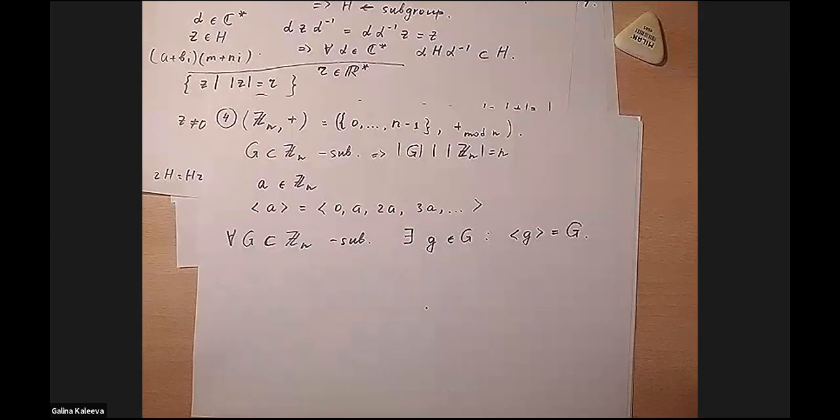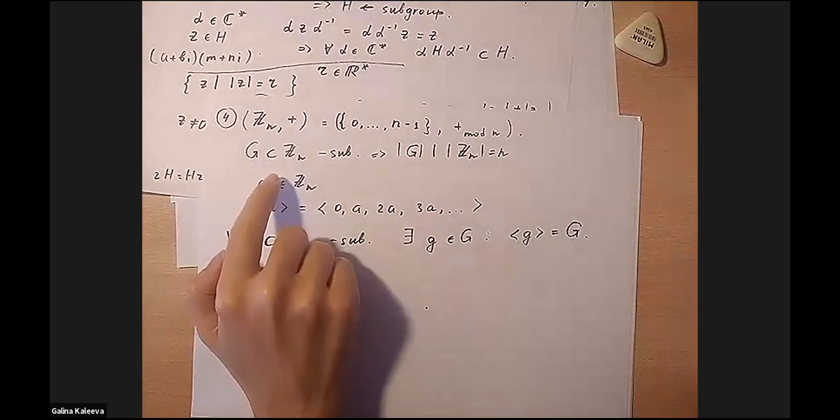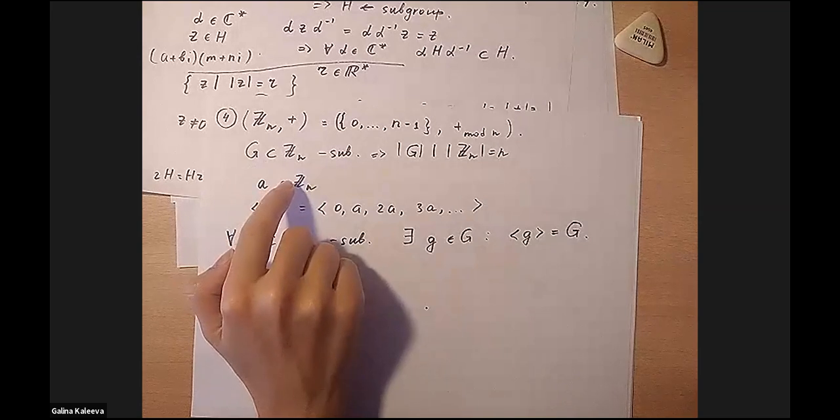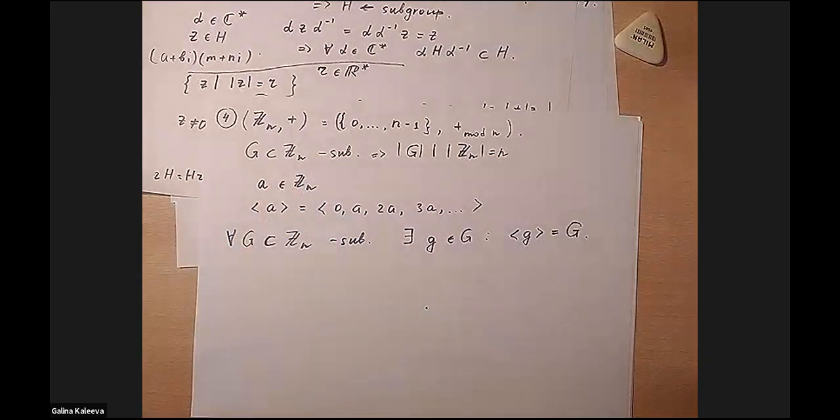Why? Isn't it obvious? I mean, just by definition of a generator, a generator generates. It's not so obvious, because now I take some arbitrary subgroup of our cyclic group. You know that every subgroup of a cyclic group is cyclic. If you know this, it's obvious. Yeah? Okay, so it's obvious.